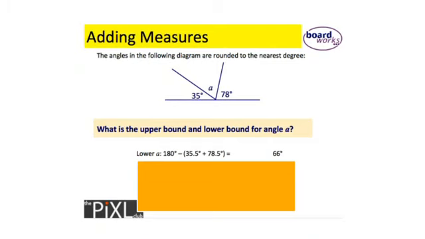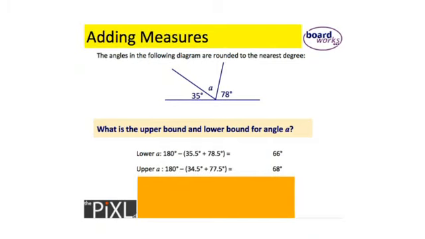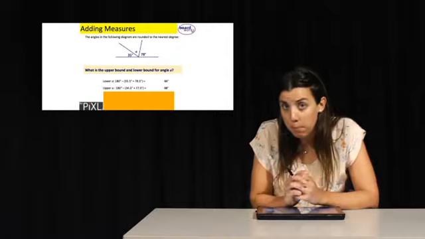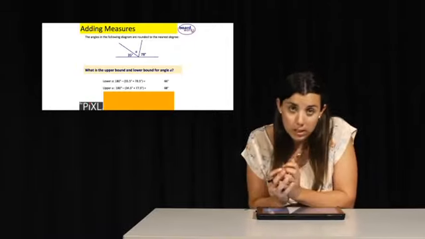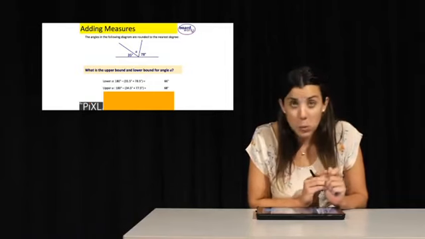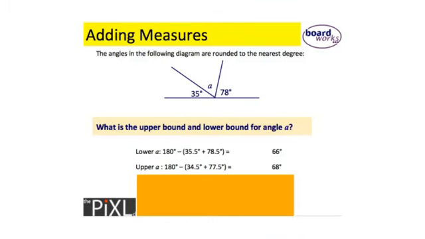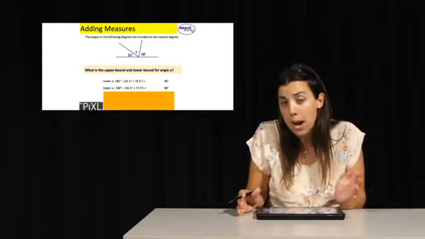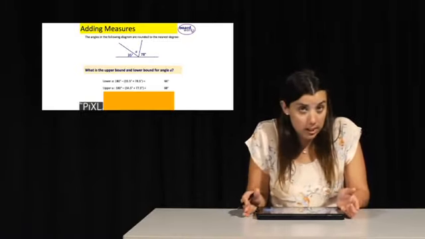So if we want to find the upper bound, we need to subtract from 180, 34.5 and 77.5. Both of those values there are the lower bounds. So if we want A to be the biggest value it possibly can be, we need to subtract the smallest value, the lower bounds, from the 180. And in this case, we get 68. That's the largest A could be. So A actually ranges from the lower to the upper bound, from 66 to 68.